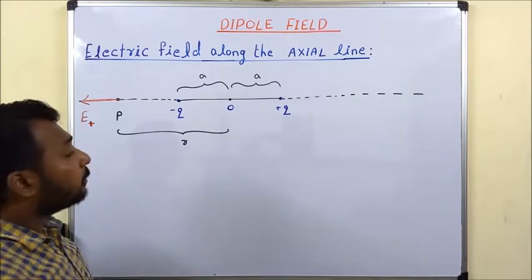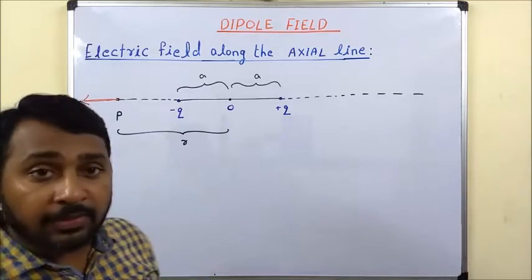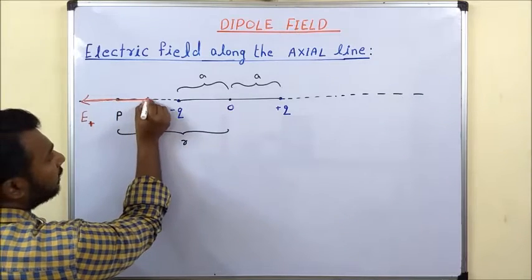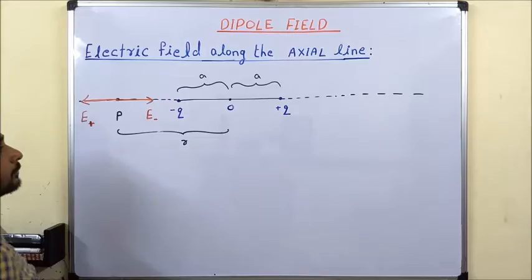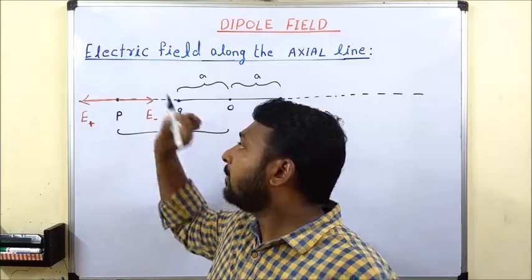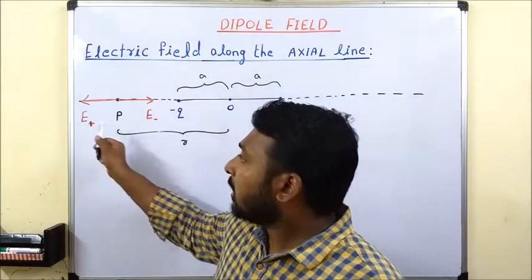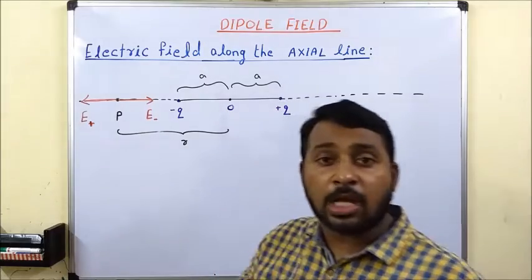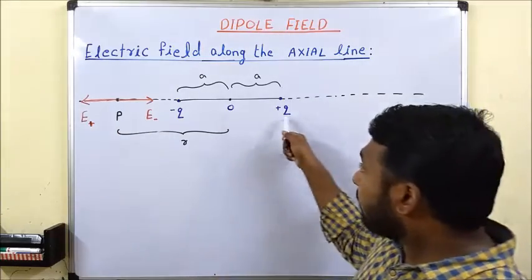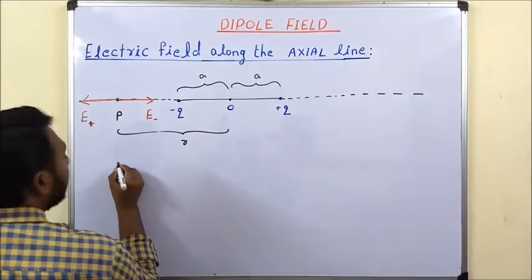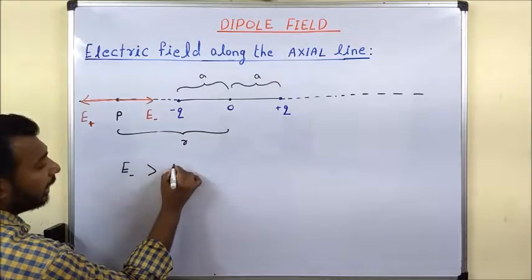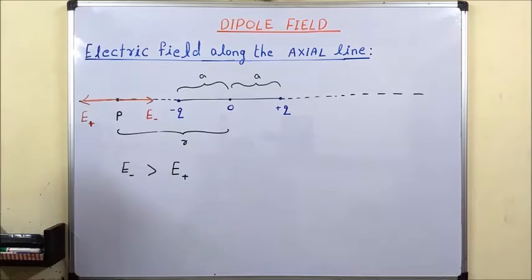What about the electric field due to minus q? It is directed from infinity towards the charge. So here is the charge, from infinity to the charge. So it is the direction of E minus. Now in this case, at this point P, which field will be stronger than the other, whether it is E plus or E minus? See, which charge is closer to the point P? In this case, minus q is closer to the point P than plus q. So we can write down that the electric field due to minus charge, E minus, is stronger than the electric field due to the positive charge, E plus.